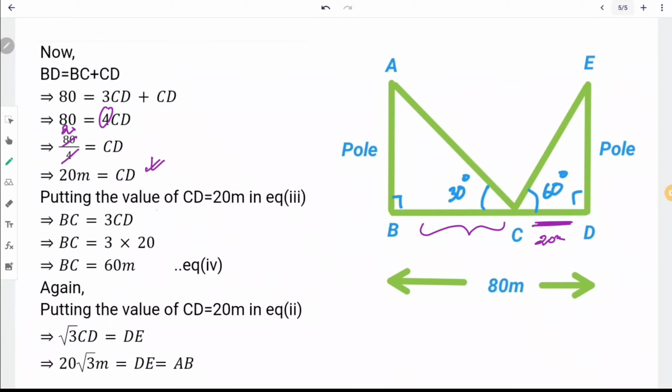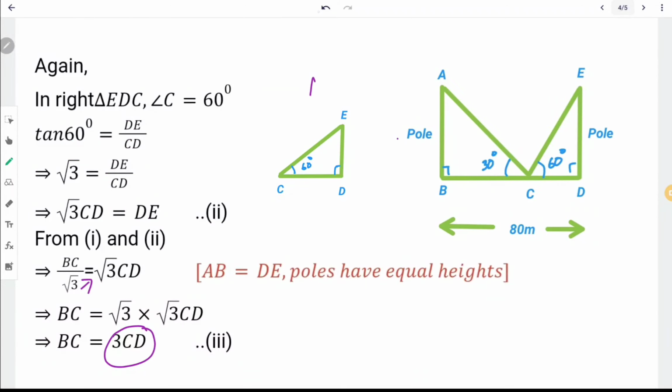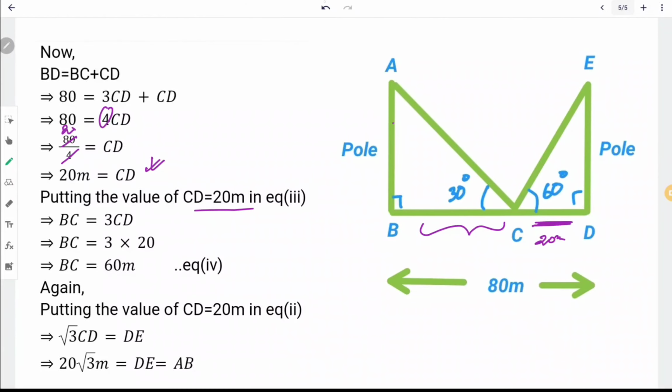Let us also try to find BC again. We're going to put the value of CD equals 20 meters in equation 3. You can see here, equation 3 is this. We got CD already, 20. So here if we put it in, we'll get BC. BC equals 3 times CD, but CD how much did we just get now? 20, right? Then 3 into 20 is 60. So can you see that we have got the widths? This is 20 and this is 60, but we still have one more thing to do, and that is to find the height of the poles.